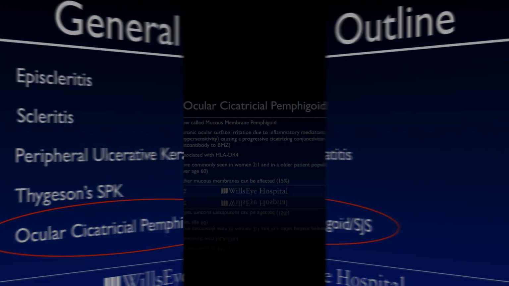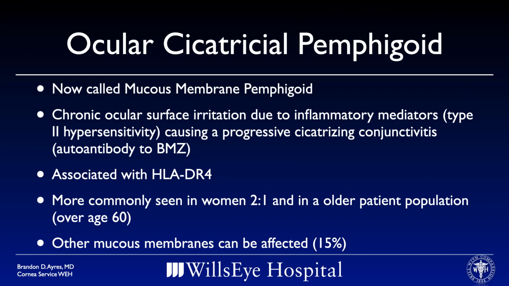Now the real challenging patients. Ocular cicatricial pemphigoid, now called mucous membrane pemphigoid. This is chronic ocular surface irritation due to inflammatory mediators. This is a type 2 hypersensitivity reaction. That question was on my board exam, causing a progressive cicatrizing conjunctivitis due to antibodies to the basement membrane zone. Okay, it's associated with HLA-DR4, more commonly seen in women than men and in an older patient population.